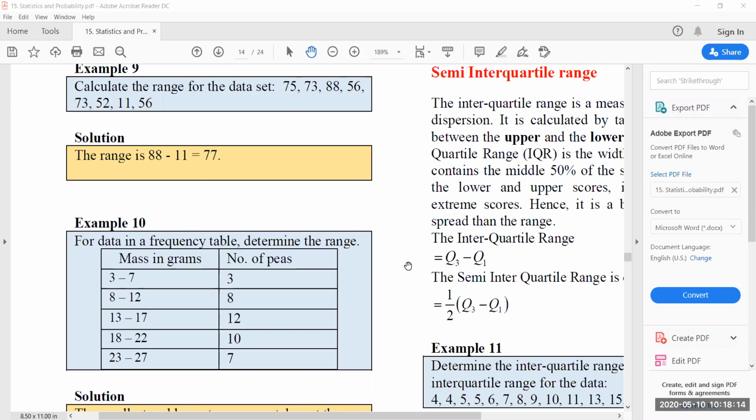You have to find a midpoint. Oh, yeah. So what is the smallest midpoint? It will be between 3 and 7, right? So what's between 3 and 7? Is it 5? Yeah. And what's the largest midpoint? It will be between 23 and 27, which will be 25. Correct.